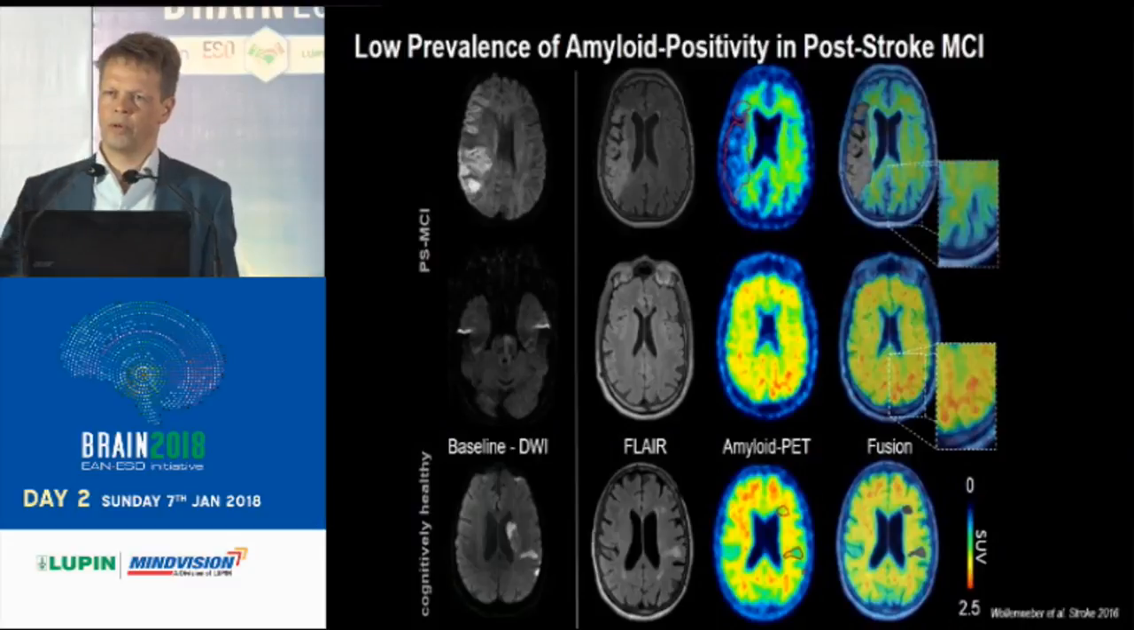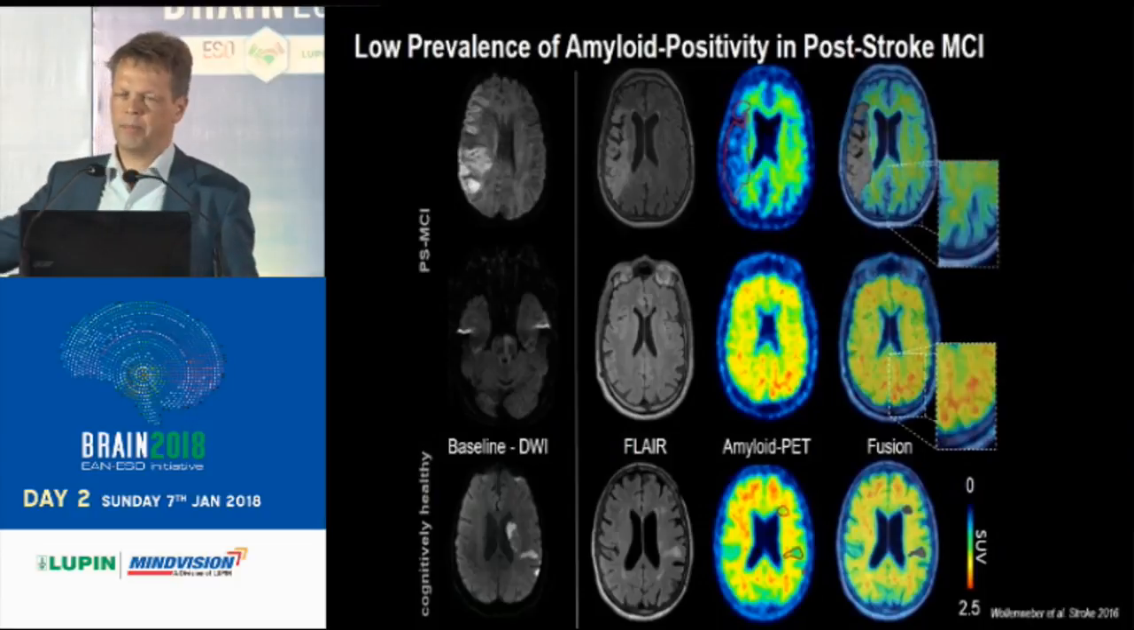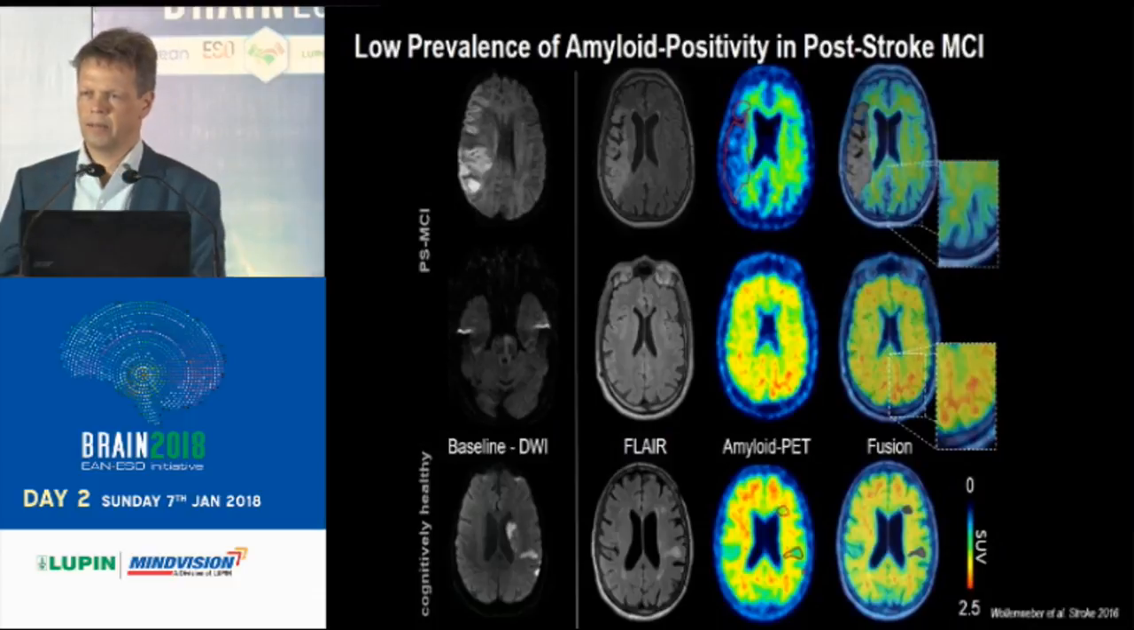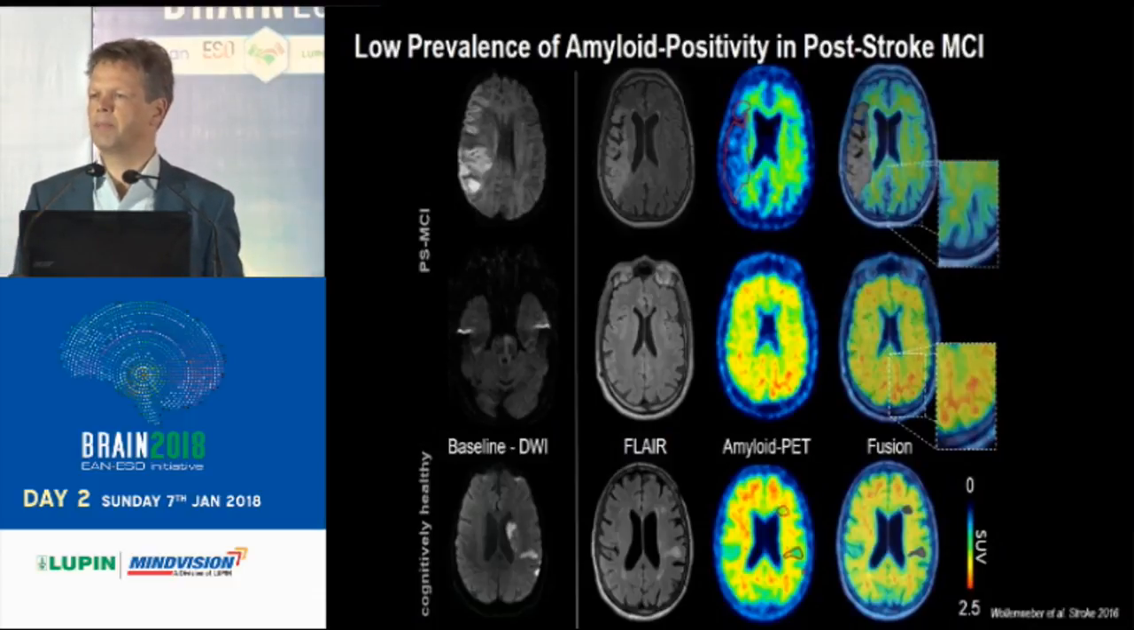So the top 2 rows are patients who develop post-stroke MCI, and what you see here on the top is a 56-year-old male patient with a relatively large MCA infarction who developed post-stroke mild cognitive impairment but was amyloid negative. Below, in the middle row, is an individual who had nothing else but a pontine infarct, who was amyloid positive and who developed MCI. It's difficult to imagine that the cognitive impairment originated from his paramedian pontine infarction. But again, the rate of amyloid positivity was not significantly increased.